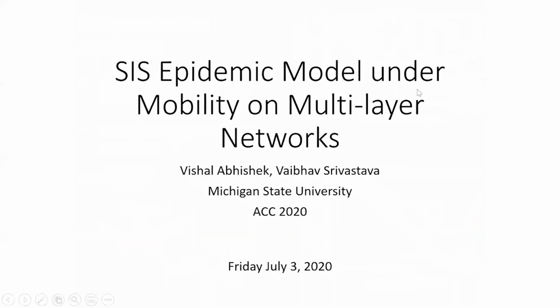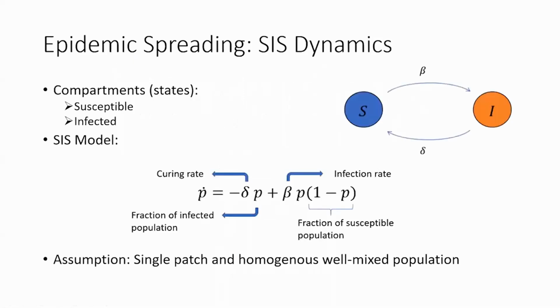Hi, I'm Vishal from Michigan State University, and I'm going to present on SIS epidemic model under mobility on multilayer networks. SIS model is a fairly well-studied epidemic model where the entire population is divided into 2 compartments. An individual can either be susceptible or infected, and a susceptible individual can become infected at an infection rate, which is beta here, and an infected individual can transition to being susceptible at the curing rate delta.